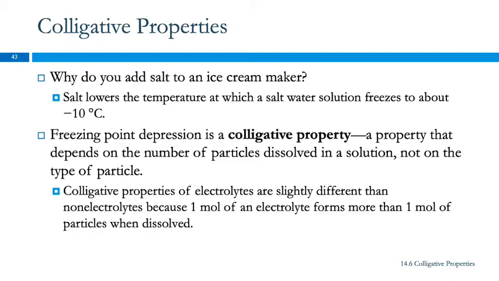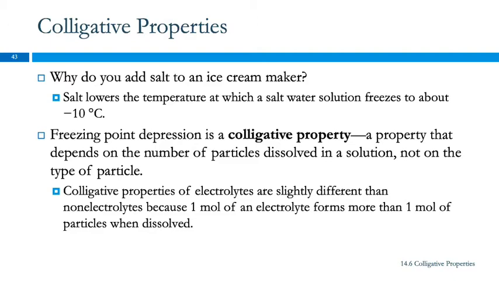What the salt does is it lowers the temperature at which the solution freezes down to about minus 10 degrees Celsius instead of 0 degrees Celsius. So adding salt makes the ice colder. It's very bizarre. That's depressing the freezing point. We call it freezing point depression. This is a colligative property.